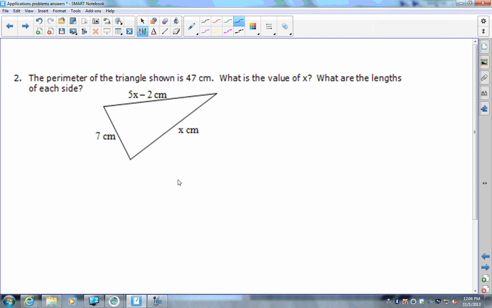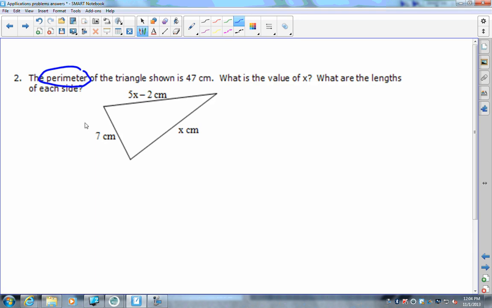All right, we're going to go over these application problems, and we're going to do the even problems. Okay? Number 2 says the perimeter of the triangle shown is 47 centimeters. What is the value of x and what are the lengths of each side? What is perimeter? What does that mean?